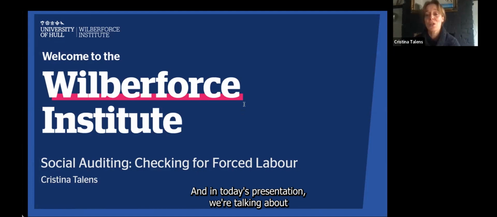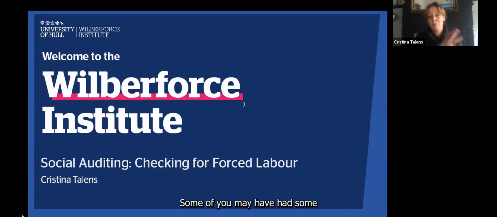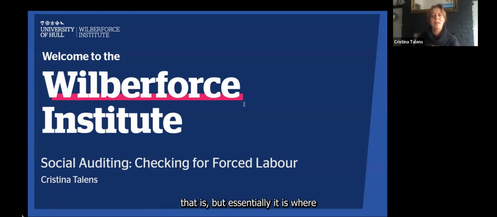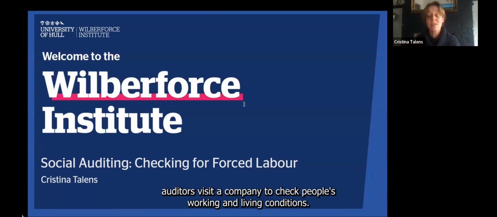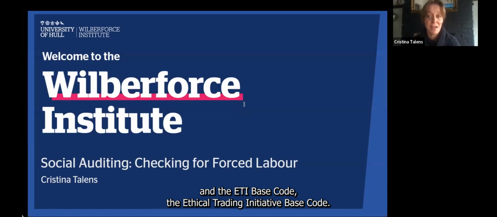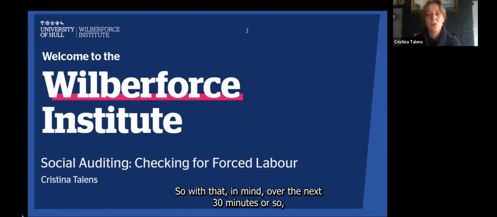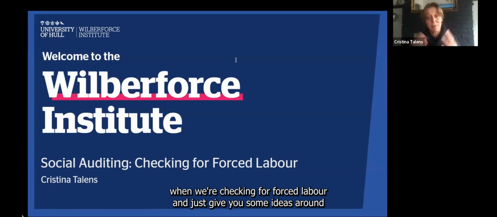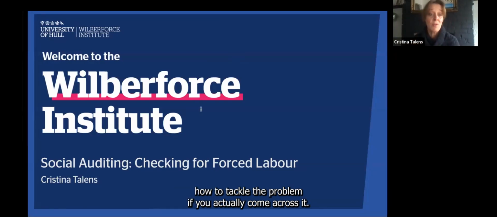In today's presentation, we're going to be talking about how we check for forced labor using the social audit approach. Some of you may have had some experience there, and some of you might not know what that is. Essentially, it is where auditors visit a company to check people's working and living conditions, and we benchmark those conditions against local legislation and the ETI base code, the Ethical Trading Initiative base code. So with that in mind, over the next 30 minutes or so, we're going to be looking at the methods that we use when we're checking for forced labor, and give you some ideas around how to tackle the problem if you actually come across it.